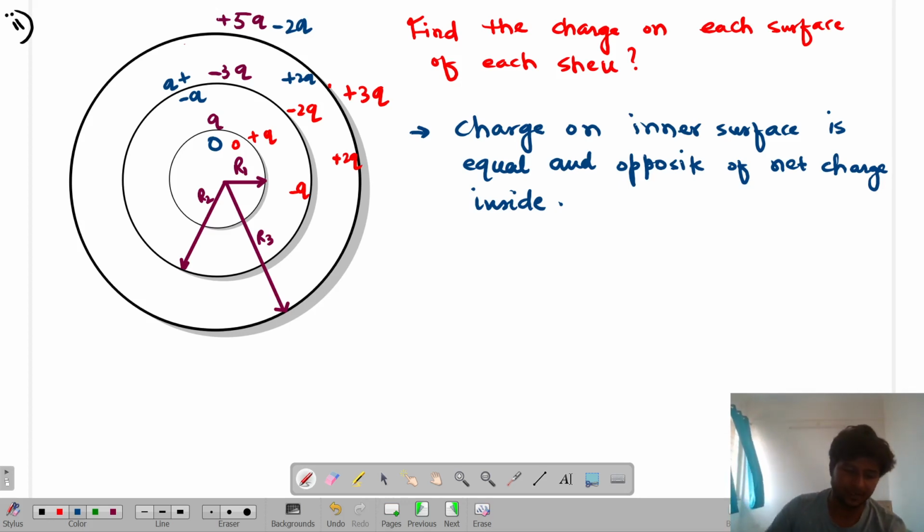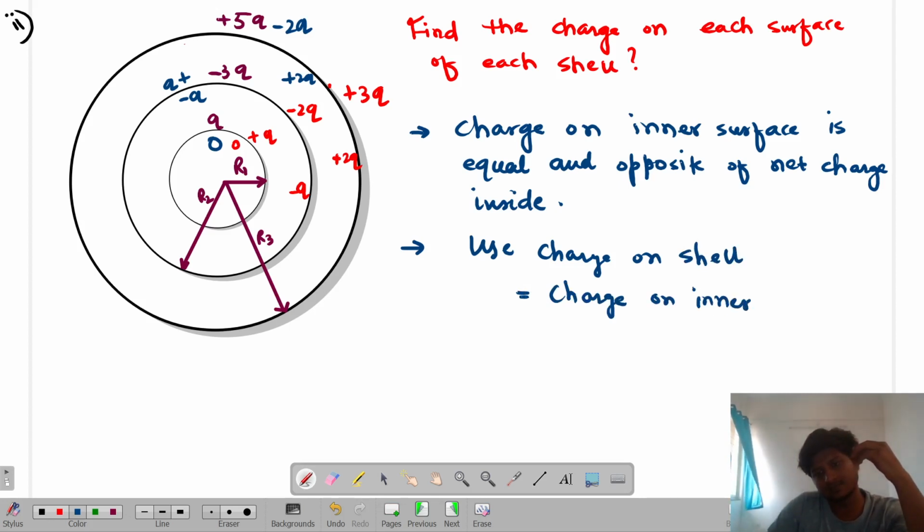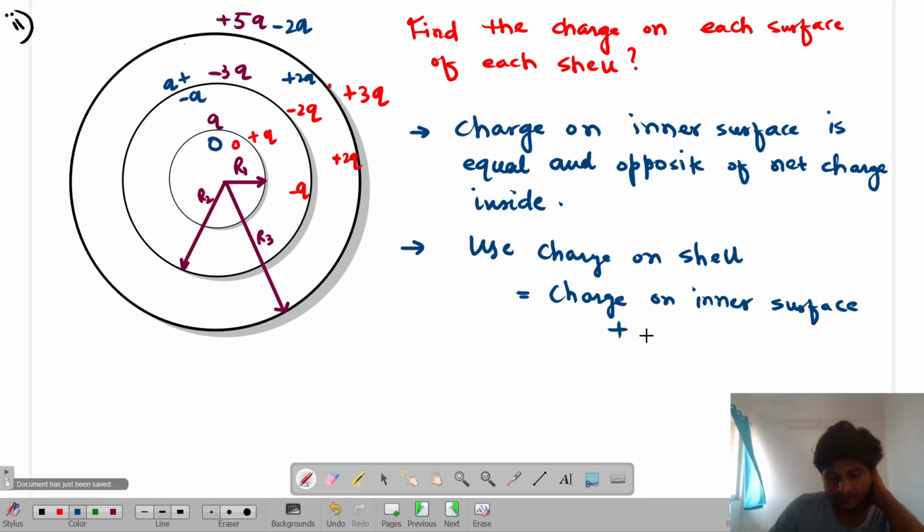Okay. Second point. Now, how to use the charge on the shell? The charge on the shell will be equal to, first thing, the charge on the inner surface. Two surfaces everyone can solve, but three surfaces they will get confused. Why? Because they will not do the equal partition, right or not? So you remember, you have to always go with one by one.